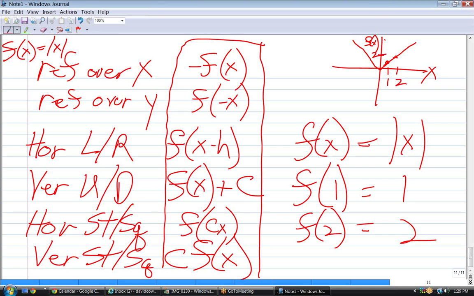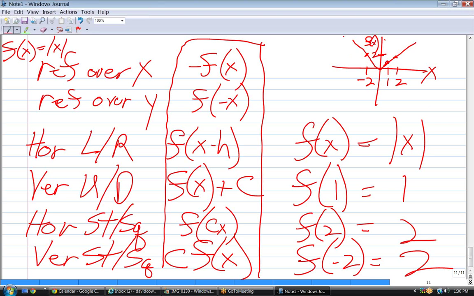What is f of minus 2? 2. No? Oh, excuse me. Yeah, sorry. Absolutely. Well, if I go over here to my curve and I go to the minus 2, f of x is still 2. So that's why the curve looks like that. Looks like a V. It doesn't matter what x is, f of x is always positive. f of minus 13 is 13.